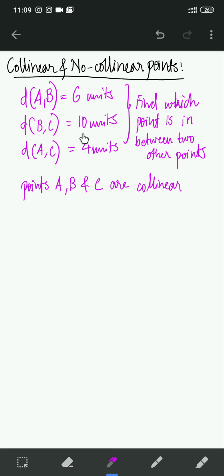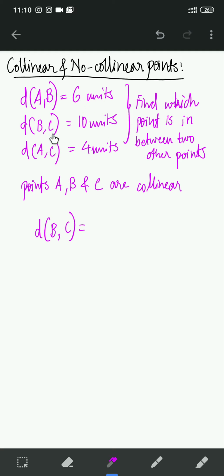Okay, so we are going to write that first. Distance between points B and C will be equal to the sum of the other two distances. Correct? So by now you must have understood. The largest distance is 10. That largest distance will be the sum of the other two distances. Makes sense? So here, 6 plus 4 will give me 10.